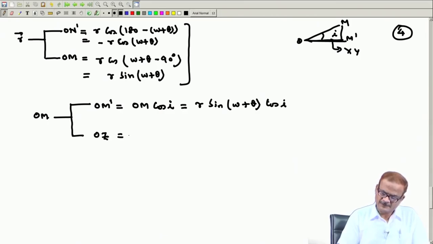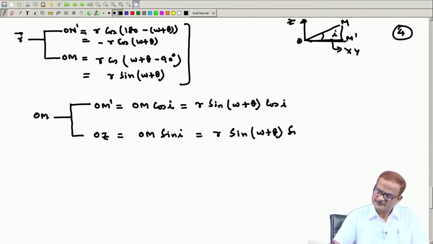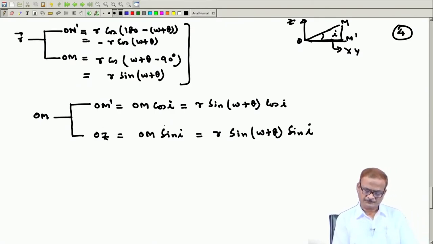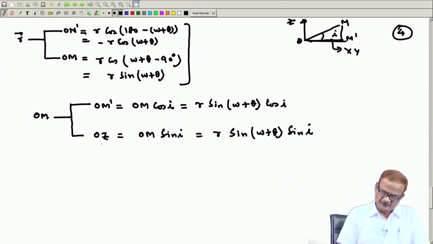And similarly, Oz will be Om times sin I, since z is in this direction. That is r sin(omega plus theta) times sin I. So, what we are getting here is this Om prime and Oz prime.